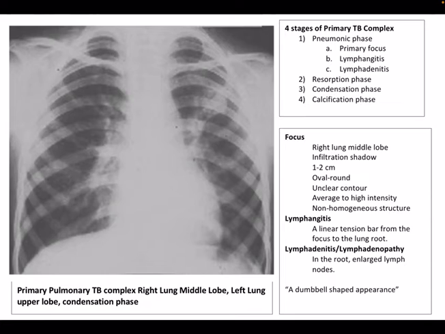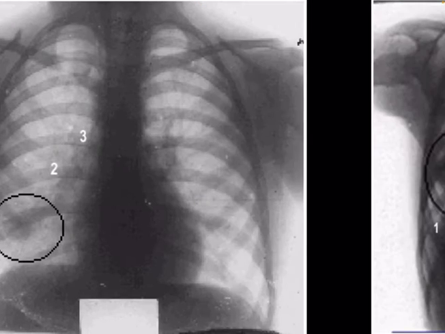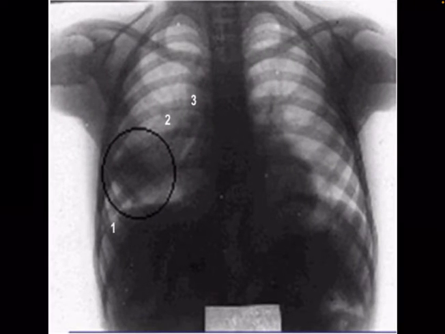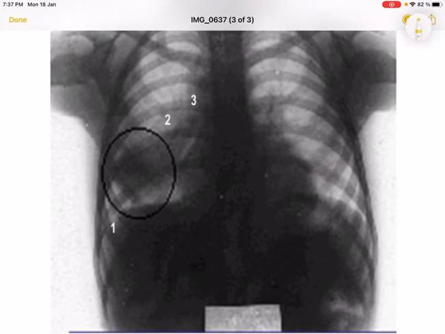Before going through this stage, I would like to show you the X-ray images that we discussed in our previous videos. So this one is a pneumonic phase, and we already discussed that the pneumonic phase has three components. The first component is the primary focus, as we can see here. The second is the lymphangitis and lymphadenopathy, or we can say lymphadenitis, the enlargement of the lymph node.